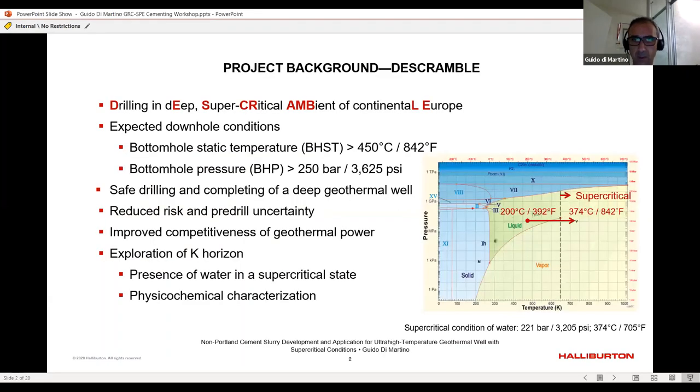Here we go. The European Commission supported projects within the Horizon 2020 program. Driven by one of the Horizon 2020 supported projects, drilling in deep supercritical ambient of continental Europe, a suitable cement slurry had to be selected as an integral part of the effort to drill, evaluate, and complete an ultra-high temperature geothermal well, Venele 2. The scope of the project meant to drill into the continental crust, with the targeted K horizon representing a transition between old and new, where an aggressive environment with high temperature and pressure from deep fluid is expected. Fluids that had not been previously characterized regarding physiochemical aspects, and supercritical conditions were assumed to be present.